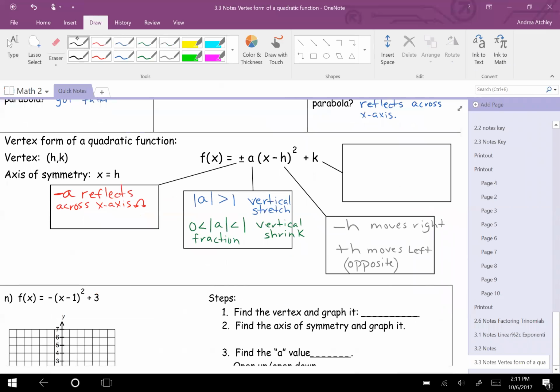It's the opposite. The K doesn't change at all. The K is just as it is. It's the Y value, so it moves up and down. A positive K moves up. Negative K will move down.